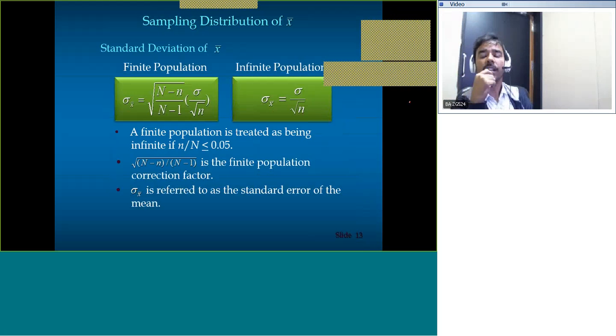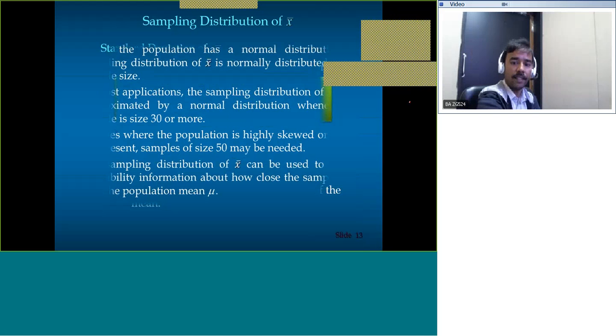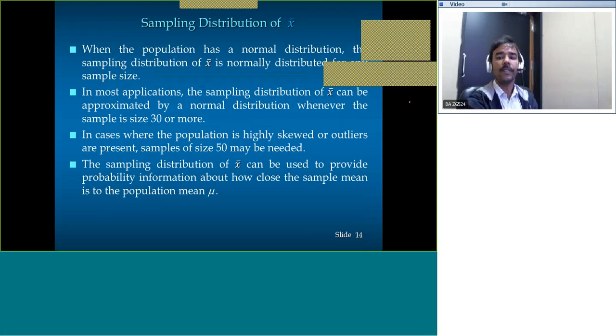Then one can ask how you determine whether a population is finite or infinite, any numerical measure? A finite population is treated as infinite if small n by capital N is less than or equal to 0.05, a uniformly accepted measure. Small n is the sample size, capital N is the population size. Please remember, sometimes this standard deviation of x bar is also called the standard error of x bar. These things you have studied already. So this is the sampling distribution of x bar.